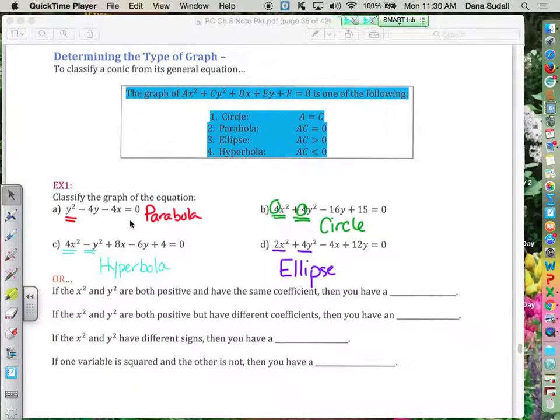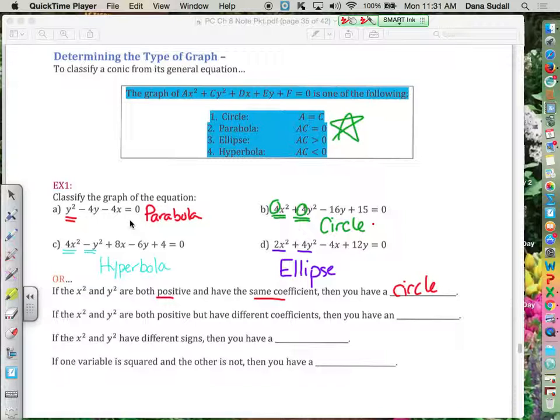So knowing that basic setup for their equations, you really don't have to memorize all of this stuff that's up here in the box. You can, but knowing those equations there, you'll know what the shape is. So let's look at this. X squared and y squared are both positive, have the same coefficient. That's what we just talked about right here, a circle.